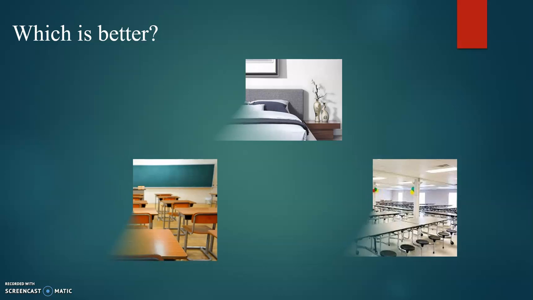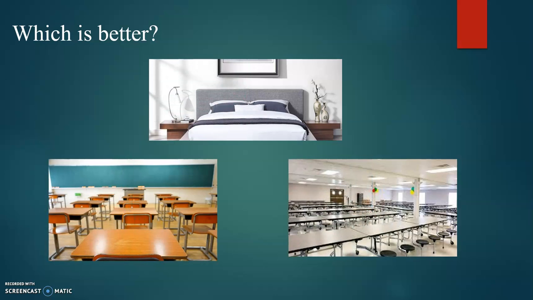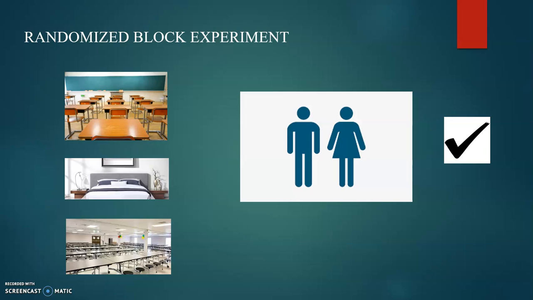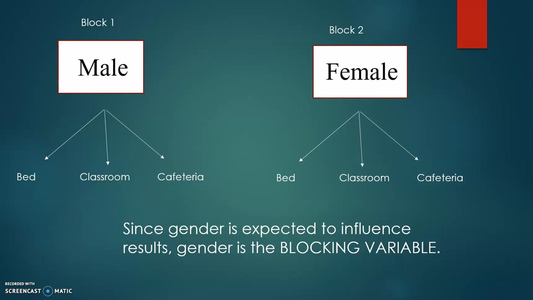A simple scenario to visualize that would be if I'm a researcher trying to determine what environment is best for studying for a test: a bedroom, a classroom, or a cafeteria. What would make this a randomized blocking design would be incorporating a hypothesis stating that women do better studying in bed and men do better studying in a classroom. In this example, gender would be the blocking variable.